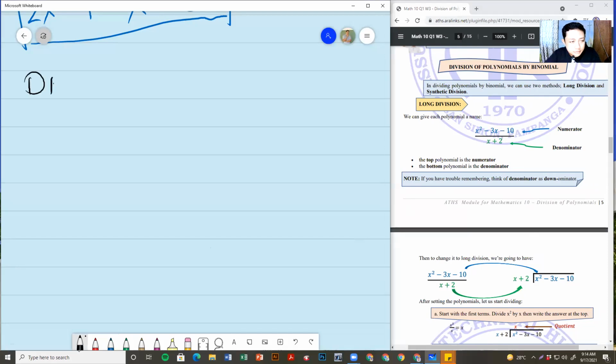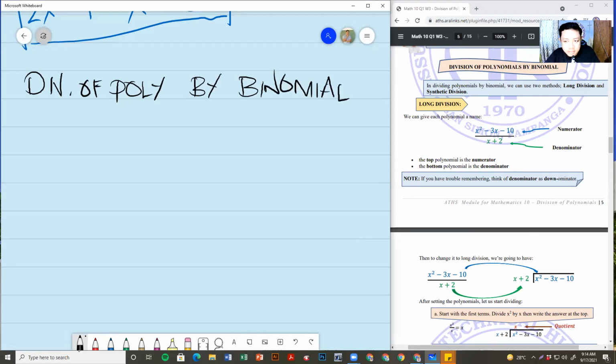Division of polynomial by binomial. Okay, take note of this. Please listen carefully on this part because this is where we will dwell much on our discussions from this week onwards. Especially next week, you need to have mastered this lesson because we will really be using this.